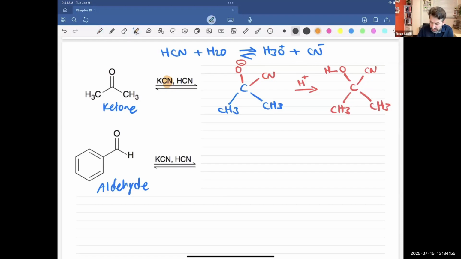Okay, so the carbon that I'm going to highlight is attached to 3 carbons. So it will be a tertiary alcohol. We started with a ketone, and we got a tertiary alcohol.